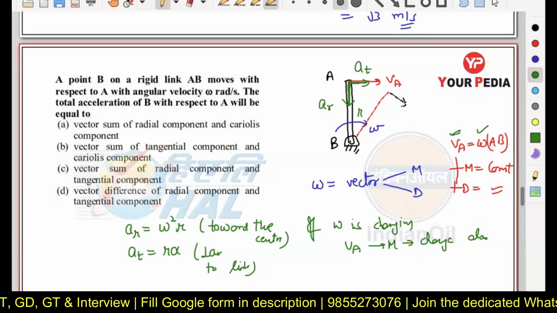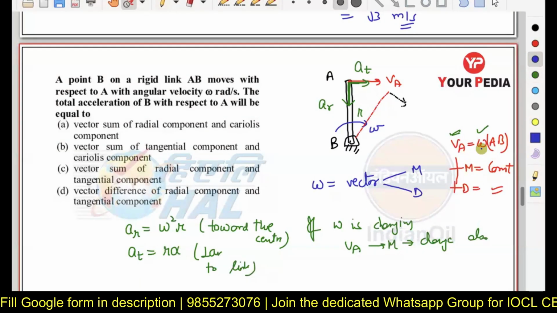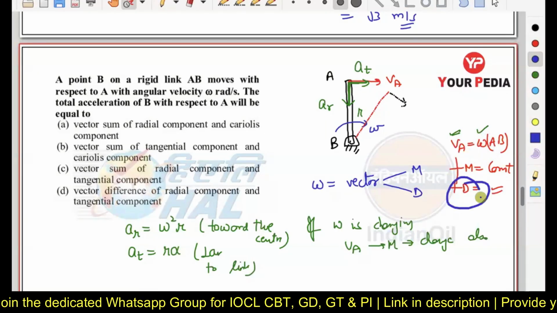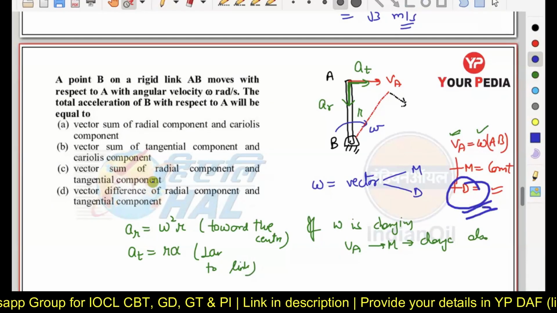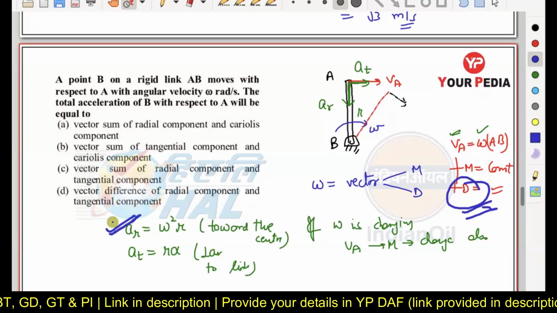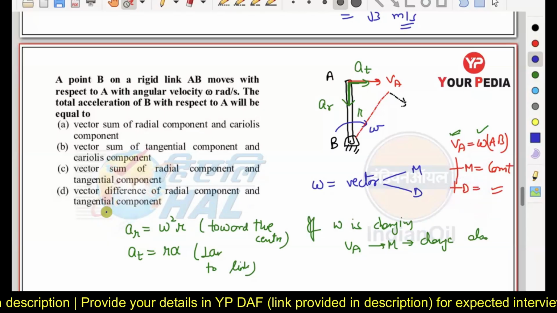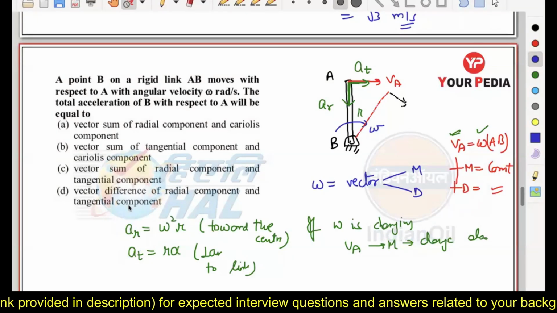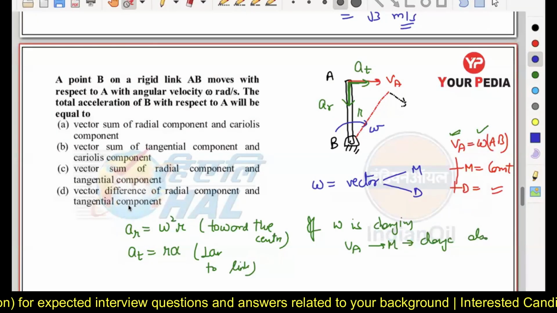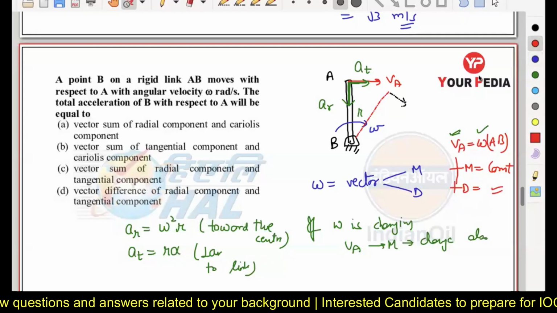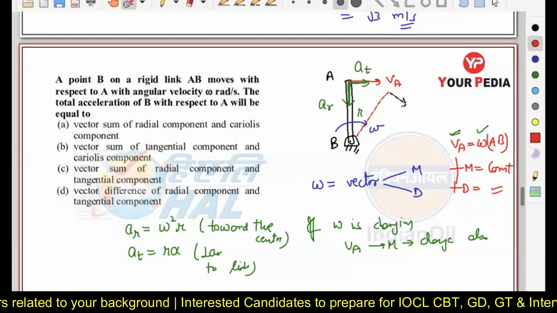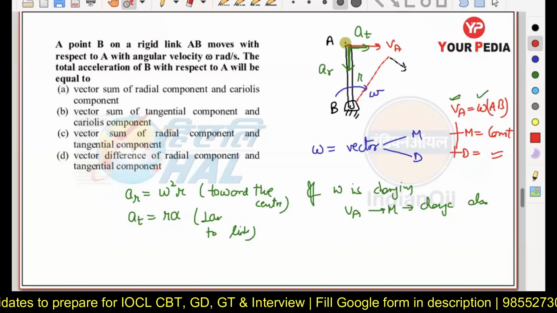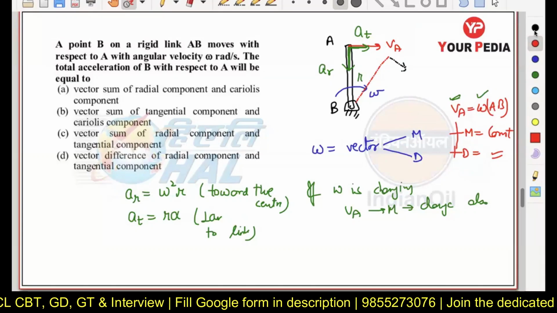There may be a chance omega is not changing, there may be a chance omega is changing, but the direction is always going to change. That is why we say radial acceleration is always present in a rotating link, but tangential acceleration may or may not be present. So a rotating link experiences two types of accelerations, radial as well as tangential. One is acting vertically and one is acting horizontally.